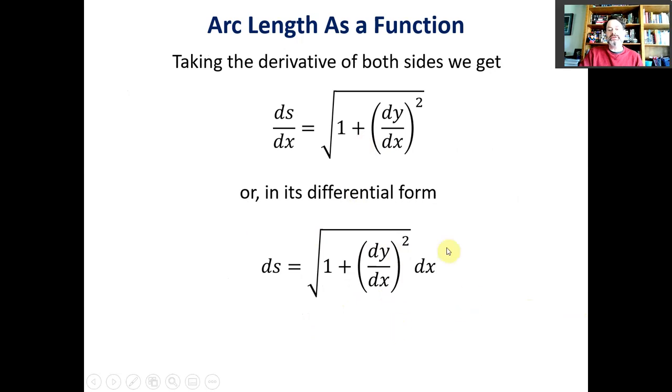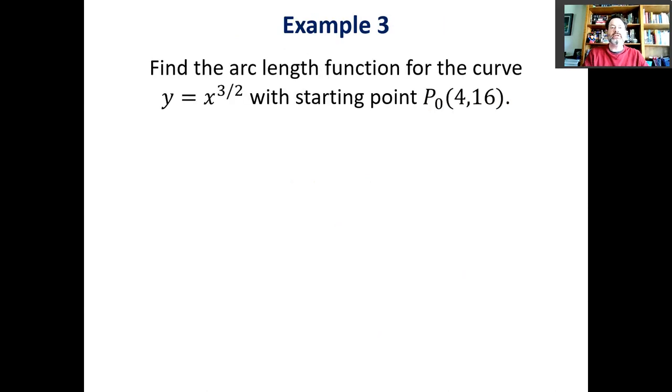And sometimes we write it as a differential. You just multiply both sides by dx. So either one of these is fine, just depending on how you're trying to do it. And we can also go in the dy direction too, right? As we saw in previous problems. So let's do one of these. Find the arc length function for the curve y equals x to the 3/2, starting at the point P0, which is (4, 8). So we have y written as a function of x. So we're going to do the dx integral.